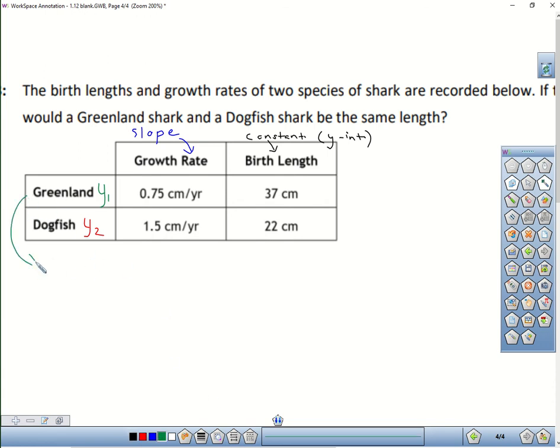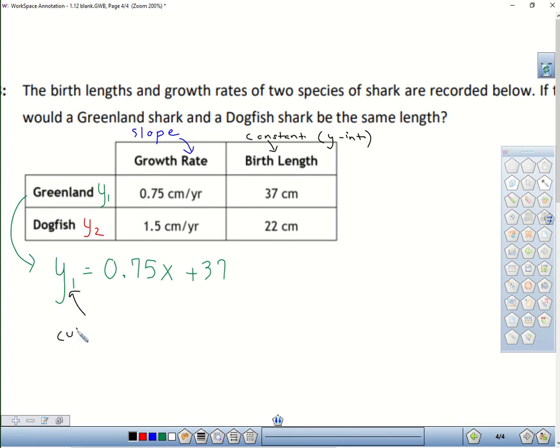So Greenland is y1, so y1 is equal to our slope times x plus our birth length. So to explain what all of this stuff means, y is basically the current length after x number of years, okay? After x number of years. And x represents the age, basically. The number of years that the shark's been growing.